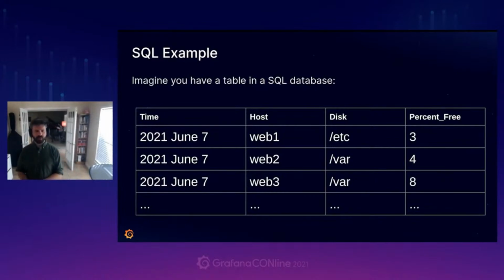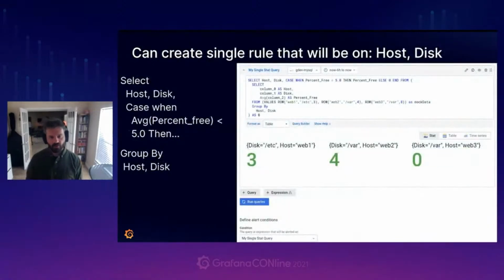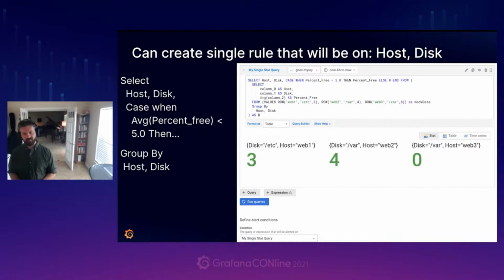So as an example, we will use SQL. Imagine you have a table in your SQL database. It has some timestamps, it's time series data. You have host labels, disk labels, and %free. So what we do is we can create a single rule that queries on host and disk, and we include a case statement on the %free, where if it's less than 5, our threshold, then we will return the %free, else we return 0, and 0 is not alerting.